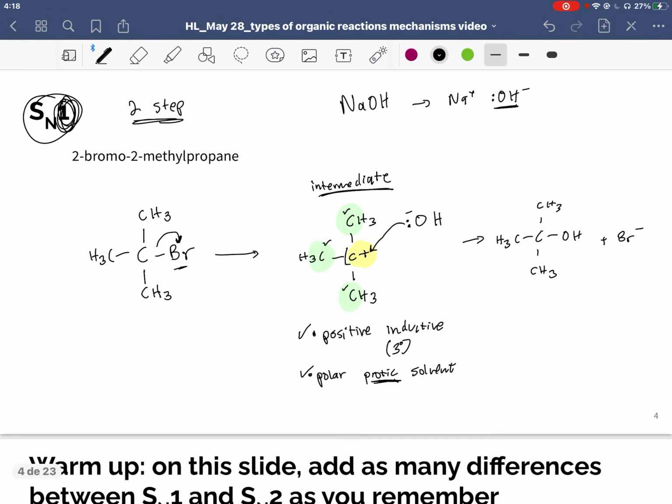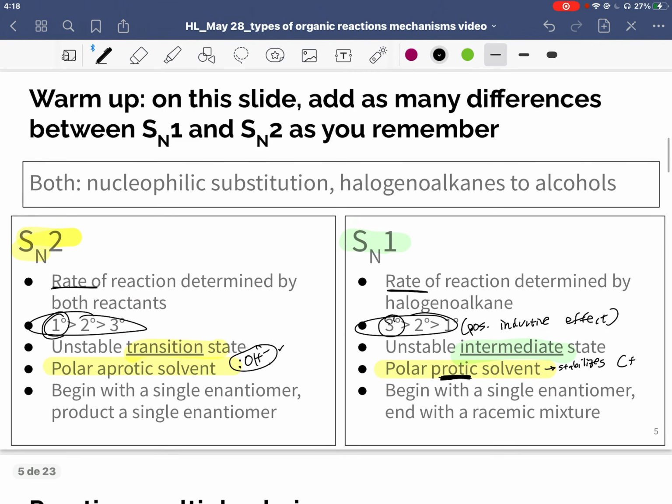Carbon is super needy. It really, really doesn't like being positive. We need the positive inductive effect. We need a protic solvent. Even though a protic solvent will have the issue of maybe blocking some of the nucleophile ions from attacking it, because of course a polar protic solvent will interact with the OH minuses that are trying to do their attack, the benefit of stabilizing the carbocation outweighs any downsides of being able to interact with OH minus.